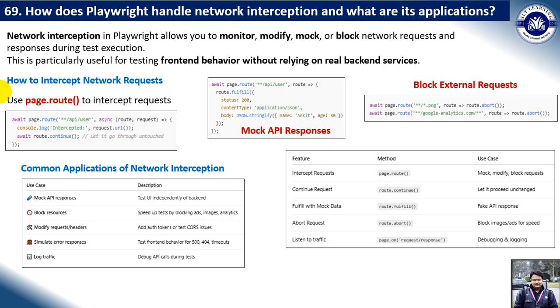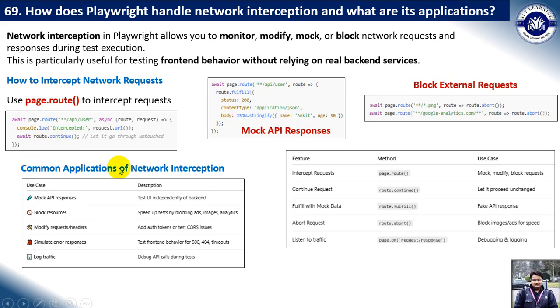So how do you interact with the network request? Use page.route to interact with the request. You can just say await page.route, with the API, async route comma request. Now you can say console.log interacts, request.url, which will print the URL, and await route continue. Do you want to continue or do you want to block? You can use that kind of command over here.